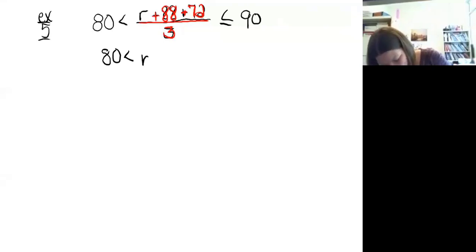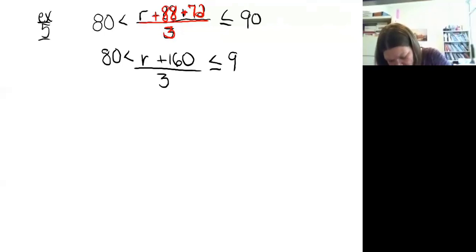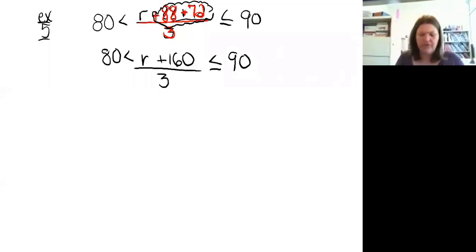So we'll see no other changes except for adding 88 and 72. What do you get when you add 88 and 72? Let's see, 150, 160. So now I'll have r plus 160. The whole thing is still over 3 because I haven't dealt with it, and it's less than or equal to 90 because I haven't dealt with that. So this is what Bianca asked me to do, add the top first, and that is what I did. Is everybody cool with that? Heather, are you okay with that?